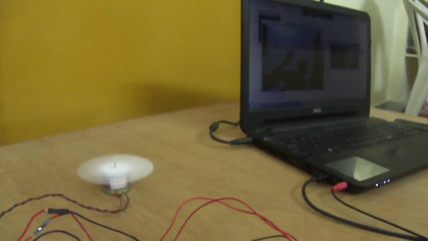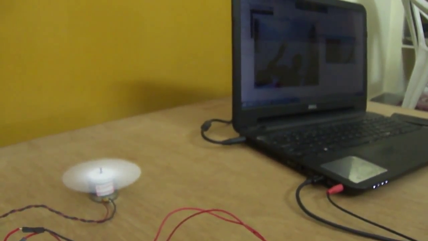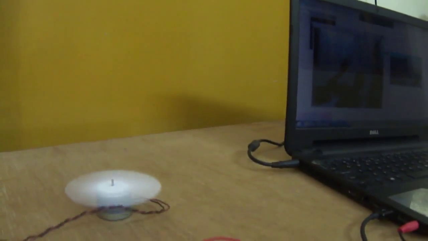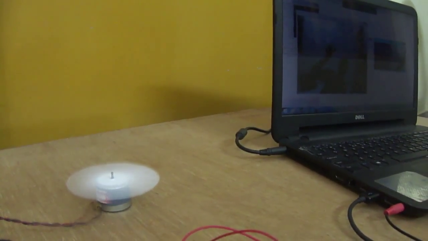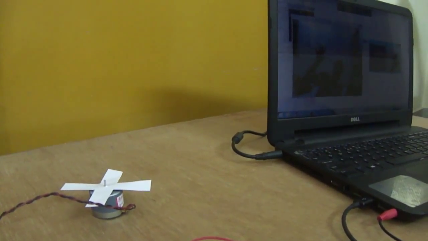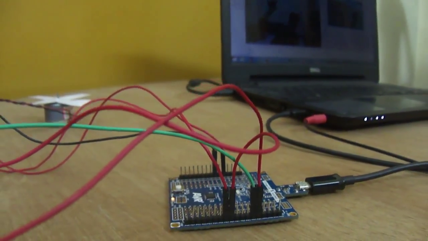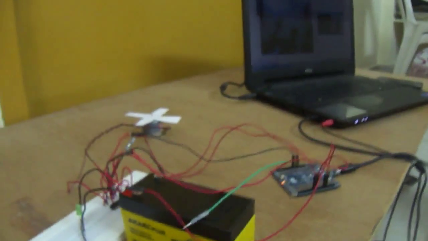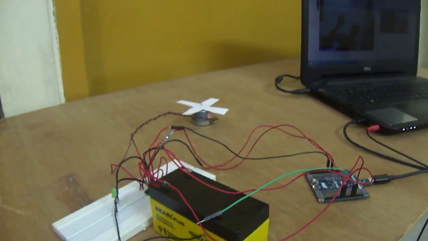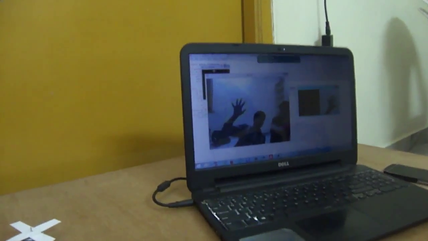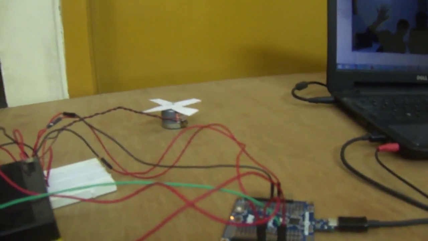But when I give the input as 2, the motor is rotating in the clockwise direction. And when I give the input as 3, the motor is rotating in the anti-clockwise direction. And when I give the input as 4, the onboard LED of the Atmega 168PB is glowing, and the LED on the breadboard is also glowing. So in this way, hand gestures are used to control different appliances.